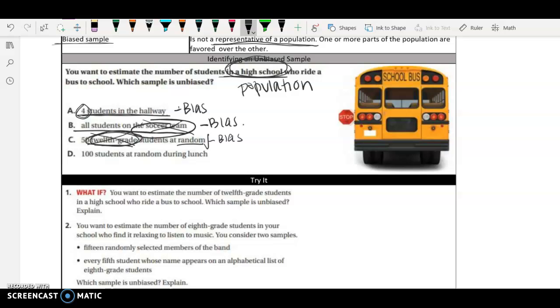So that leaves option D, which would be 100 students at random during lunch. This is perfect because during lunch, you have freshmen, sophomores, juniors, and seniors. If I'm asking random people, I have a chance at asking freshmen, sophomores, juniors, and seniors. I'm not only targeting one age group, so I'm not purposely trying to sway my data to look a certain way. Since it's 100 students at random and it's during lunch when all the students are represented, this is unbiased.